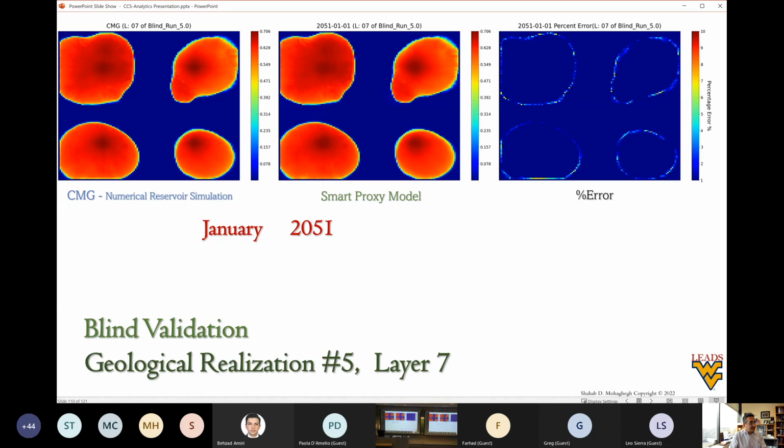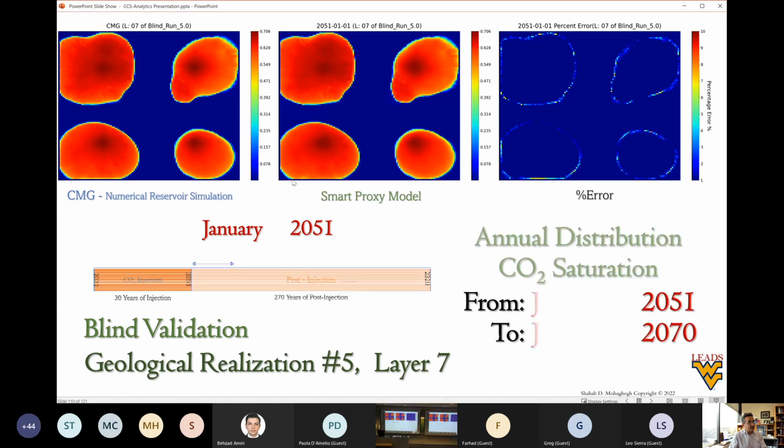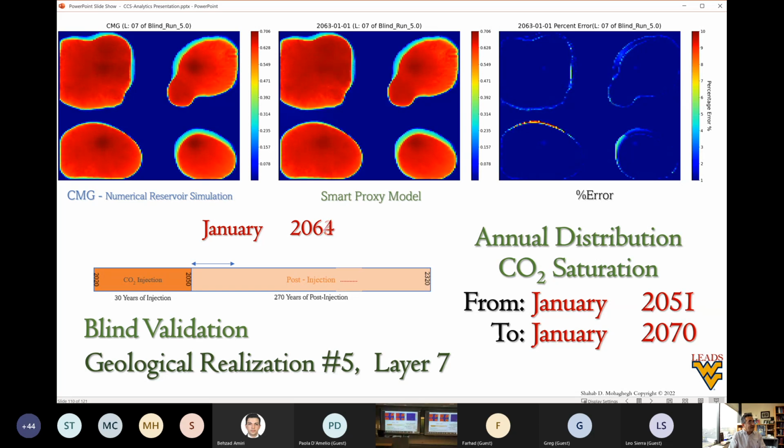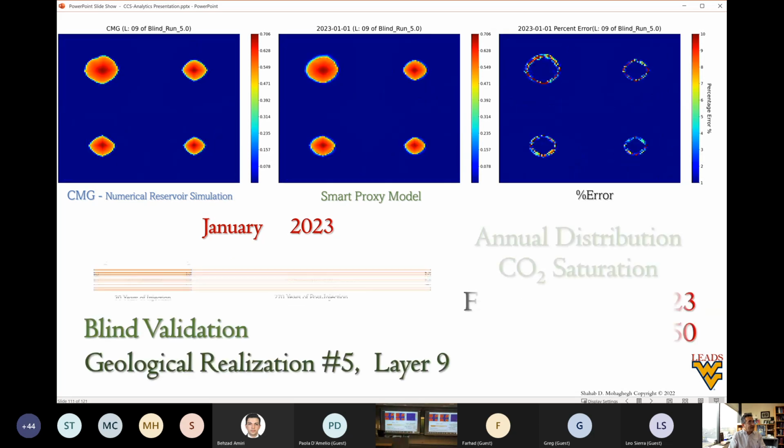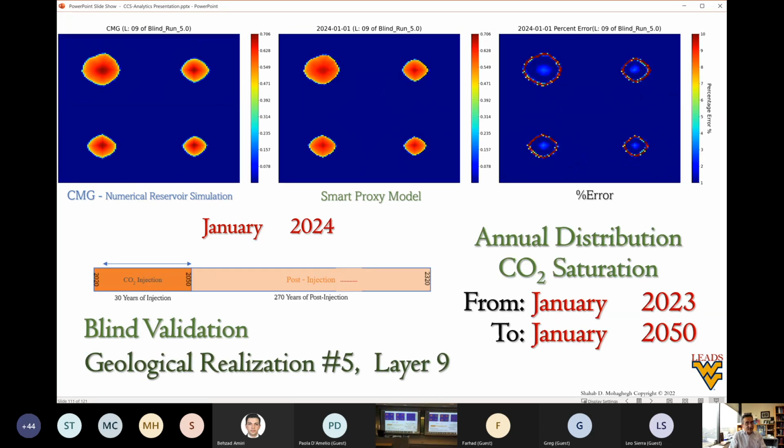This one is layer 7, and it goes from 2051 to 2070. Now it goes from this area. That last one was here, this one was here. Now look at what happens. This one is January 23 to 29, and it goes on a yearly basis from here to here.